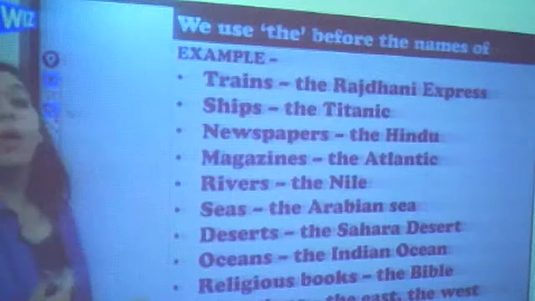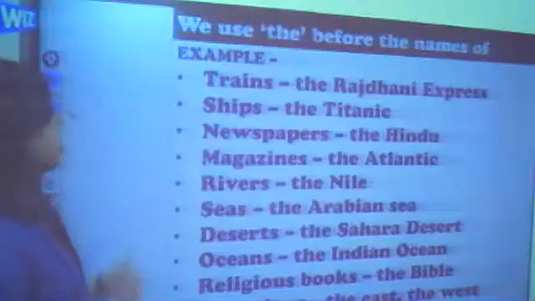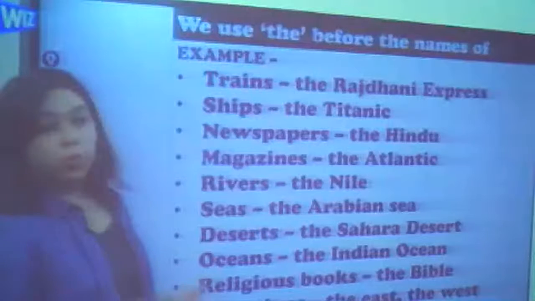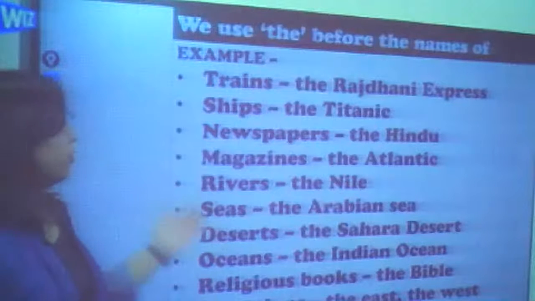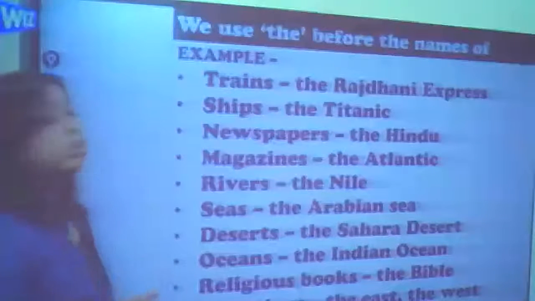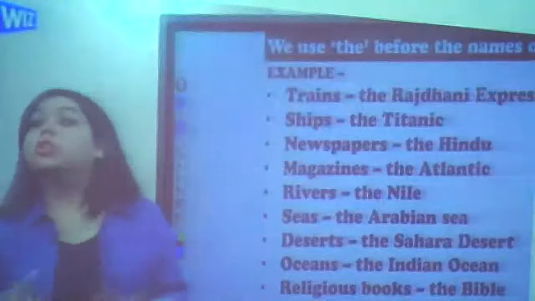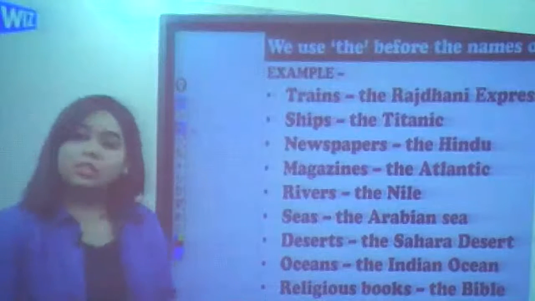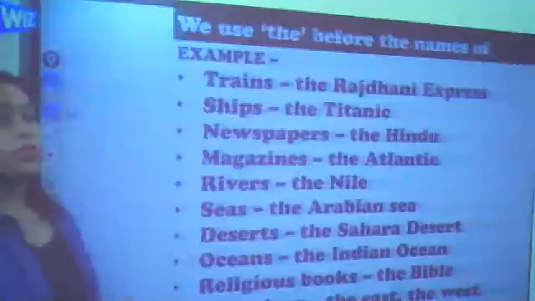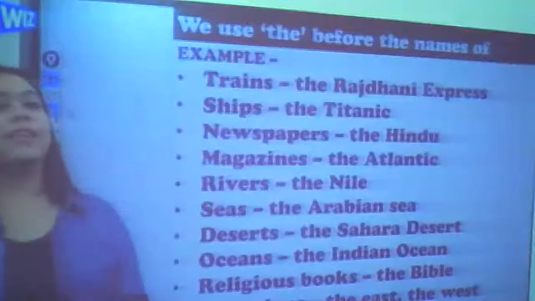She's coming by the Rajdhani Express, the Titanic. The Hindu is the best newspaper. The Atlantic, the Nile, it's again a river, so we are going to use the article the. For the seas also, the Arabian Sea, the Sahara Desert, the Indian Ocean, religious books, the Bible, and directions. She's gone in the east, or towards the east, the west, the north, the south. For all these, we are going to use the article the.